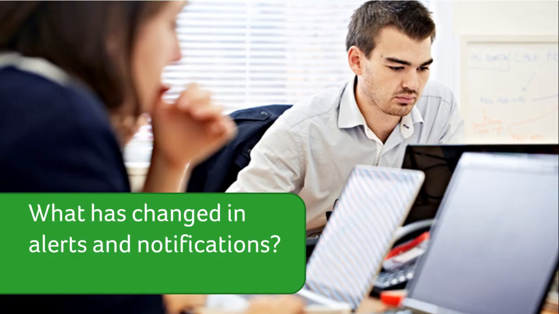Now, if we look now at what's changed within alerts and notification, we'll see that Sage CRM 7.3 includes a number of new escalation rules, and their purpose is to ensure users are getting real-time updates on their business key performance indicators as they happen.